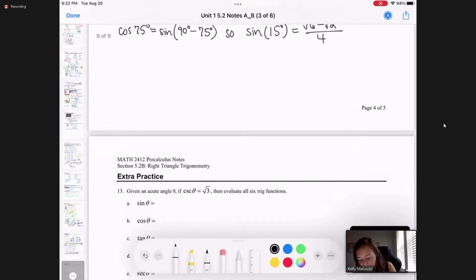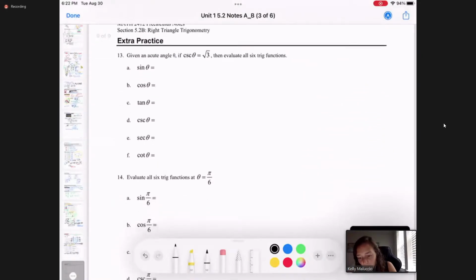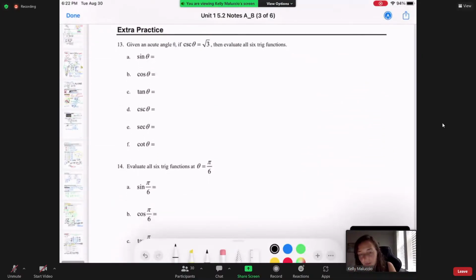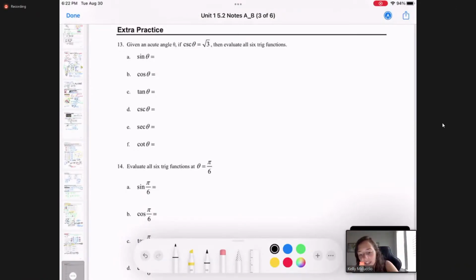Okay, I'm going to go to these practice problems. Given an acute angle theta, if cosecant theta is square root of 3, evaluate all 6 trig functions. We can do this. We know that cosecant, and again I'm pulling this from old notes, is hypotenuse over opposite. And they told us it's square root of 3 over 1, right?